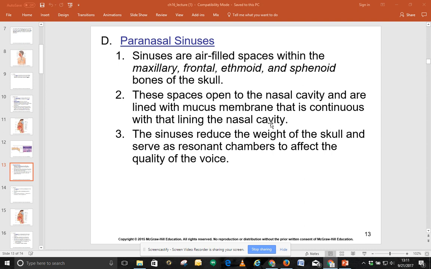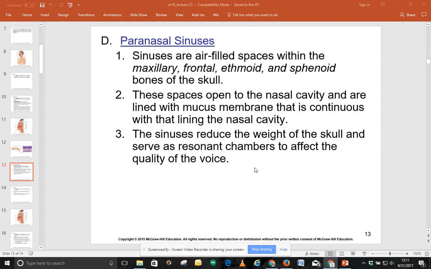We have the paranasal sinuses. These sinuses are air-filled spaces within the maxillary, frontal, ethmoid, and sphenoid bones of the skull. Now, all of these spaces are open to the nasal cavity and are lined with mucous membranes that is continuous with the same lining as before. The sinuses reduce the weight of the skull and serve as resonant chambers to affect the quality of voice.